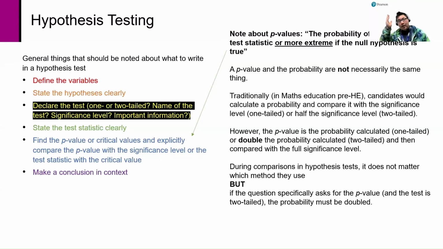Now, in practice, in an exam, it does not matter which one they use. They can either compare the probability with half the significance level, or they can compare the p-value with the full significance level. But if the question specifically says to find the p-value and it is two-tailed, then candidates are expected to double the probability that they have found. Again, all of this is exemplified in the upcoming revised scheme of work.